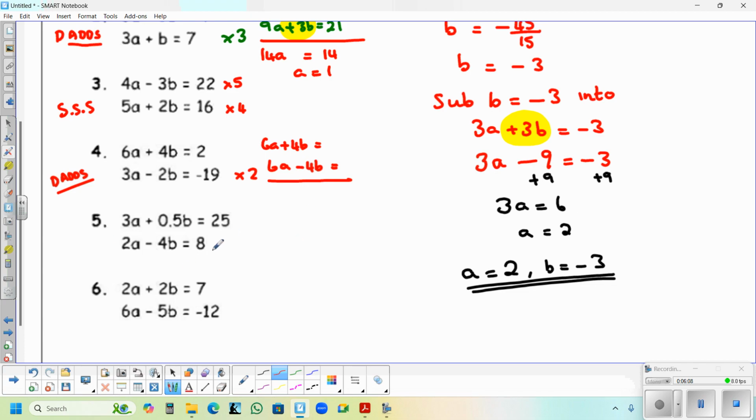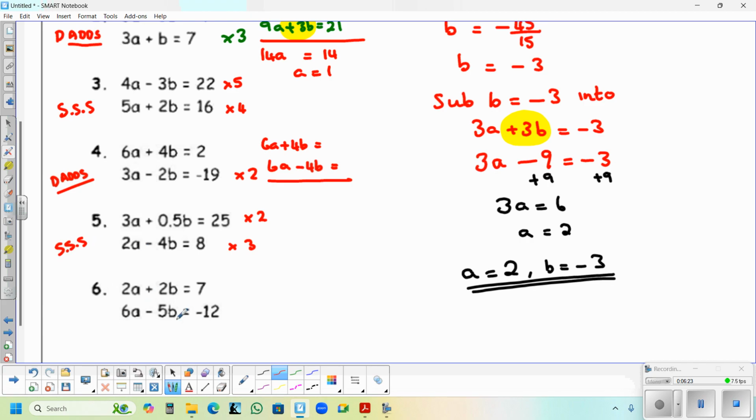This one here, say now I want to eliminate A, so I swap that 2 up there and I times that one by 2, I swap that one down there and I times that one by 3, that's going to give me 6A, that's going to give me 6A, same sign, so same sign, subtract.